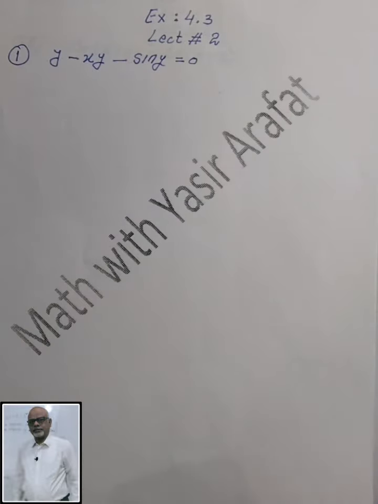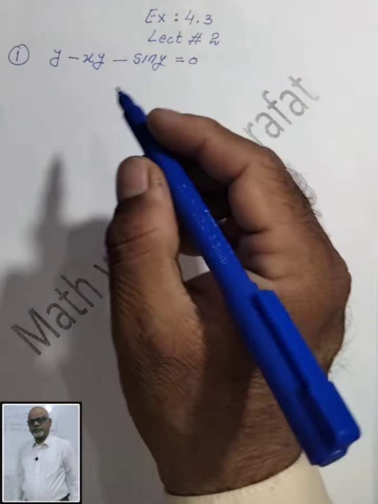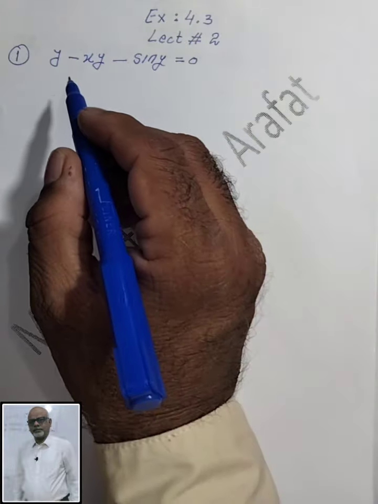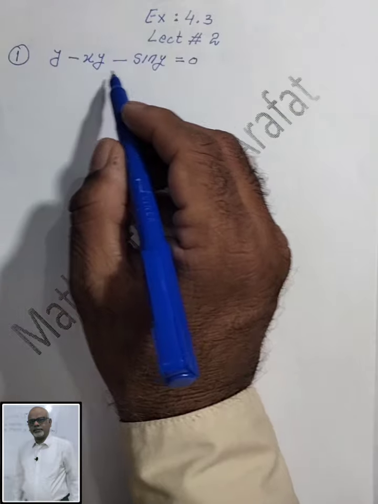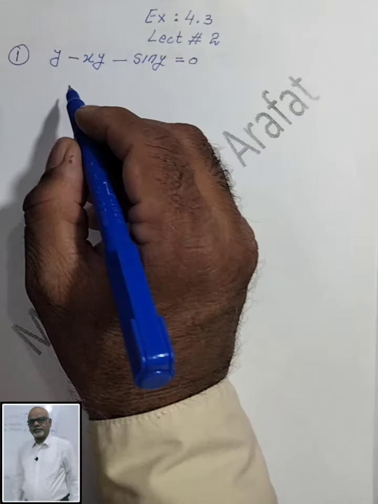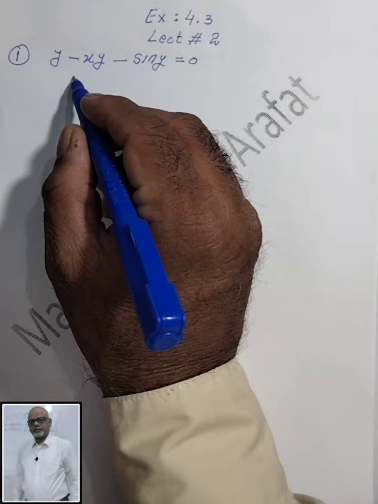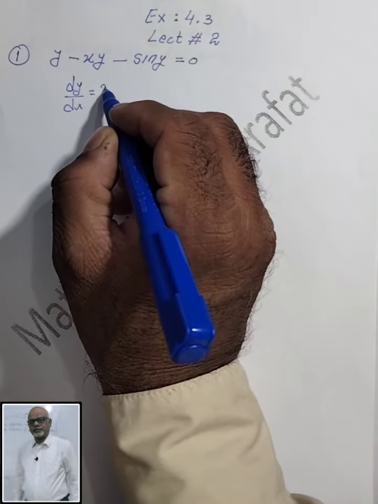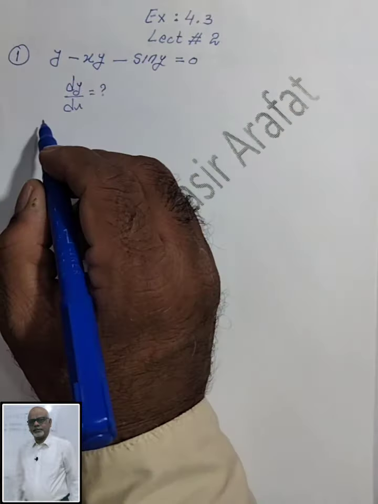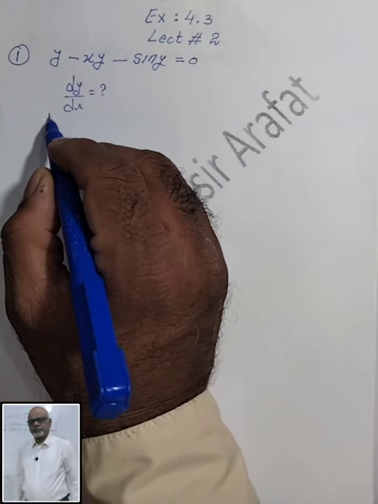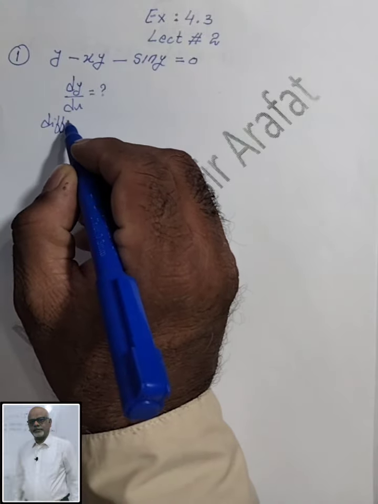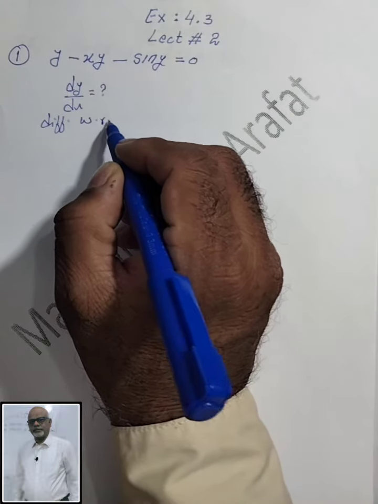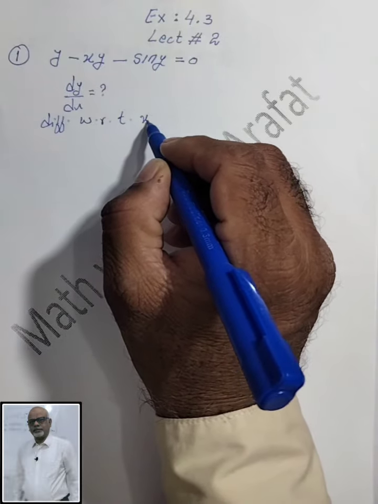We have a second lecture on exercise 4.3, most important question, most expected question. This is y minus xy minus sine y equal to 0. And here we have to find out dy over dx. So here we have to differentiate the equation with respect to x.